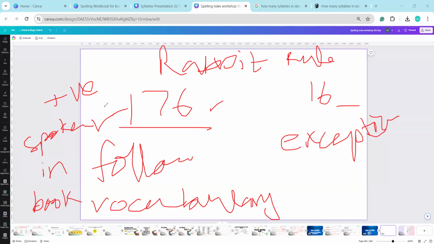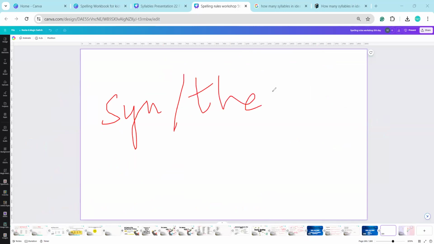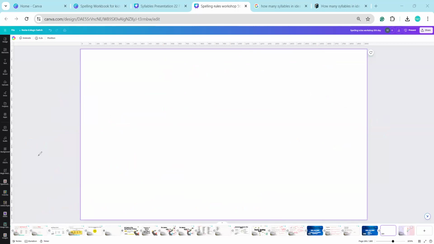ठीक. अब एक किसी ने लिखा था synthesis. Synthesis is the word synthesis. This is the break. No, I think this was not for rabbit rule. I'm sorry. This was not for rabbit rule. Something else was written there in the comment. चलो मैं अपना example दे दूँ. Let me give you my example.